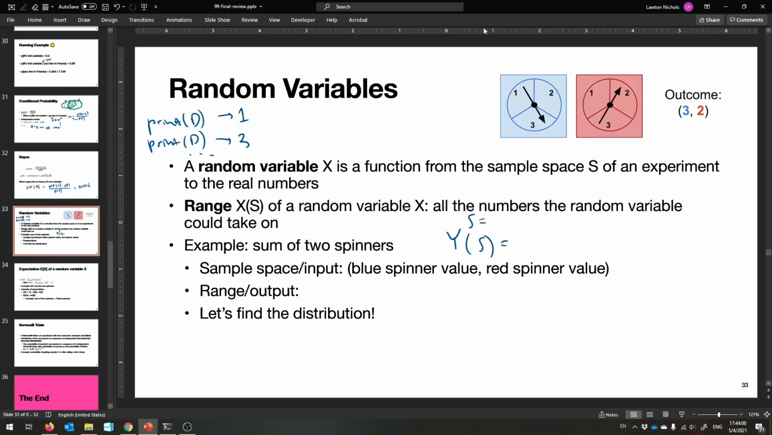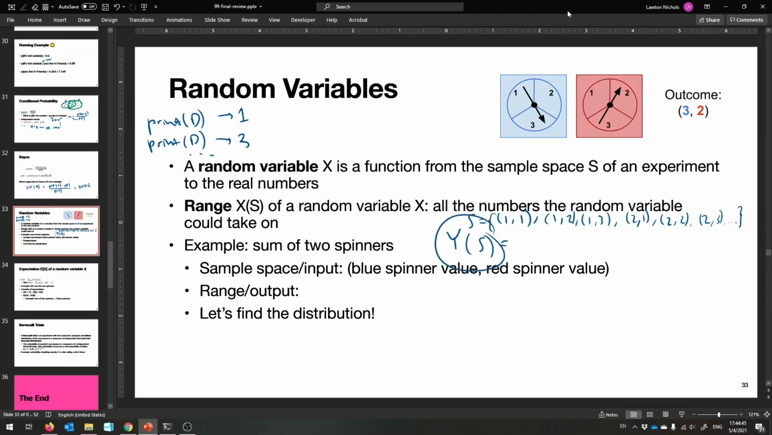The sample space is: what are the possible outcomes in our experiment? Remember, we're spinning a spinner, a blue one and a red one. So the outcome is whatever the values of each of them are. Either the blue one was one and the red one was one, the blue one was one and the red one was two, blue one was one and red one was three, or blue one was two and red one was one, blue two and red two, blue two and red three, and so on and so forth. So that's the sample space.